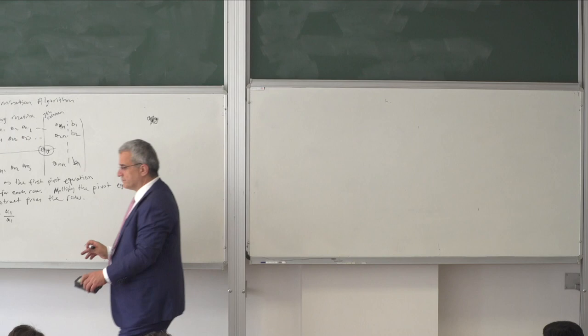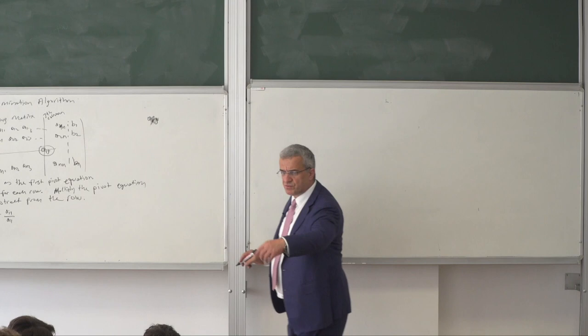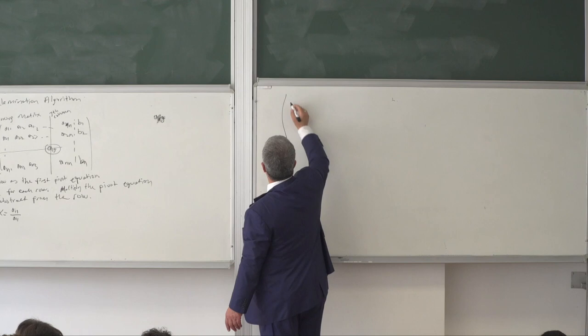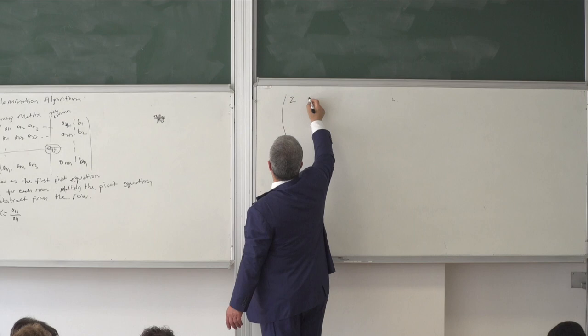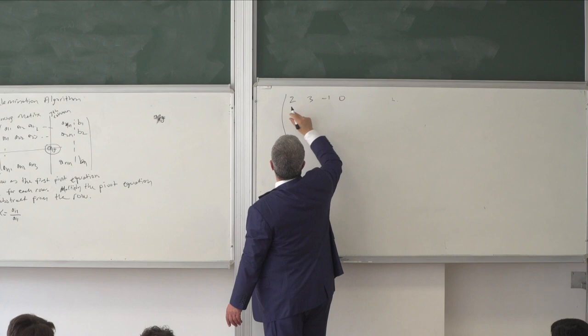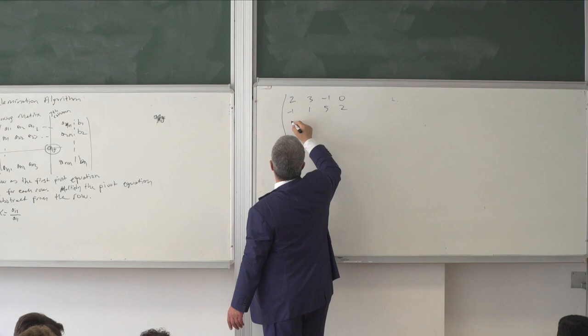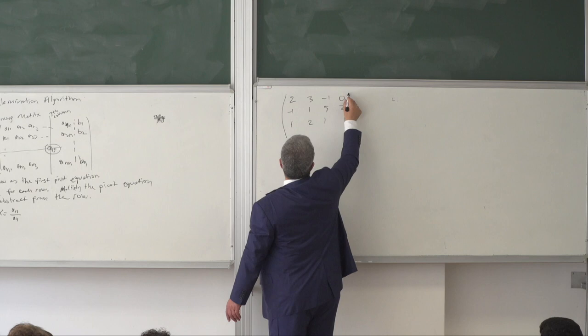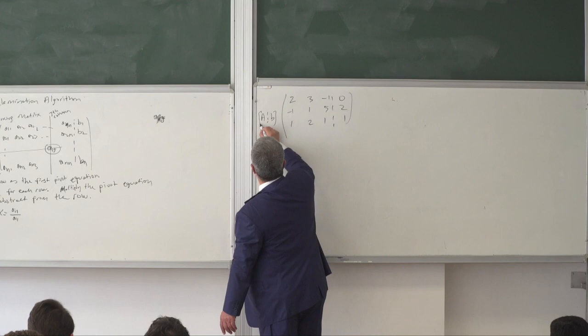So what was the equation we solved last class using Gaussian elimination? Can you tell me the coefficients? Just give me the coefficients. 2, 3, minus 1. And the right-hand side? 0. Okay. Minus 1, 1, 5, 2. 1, 2, 1, 1. Okay. So this is A, B.